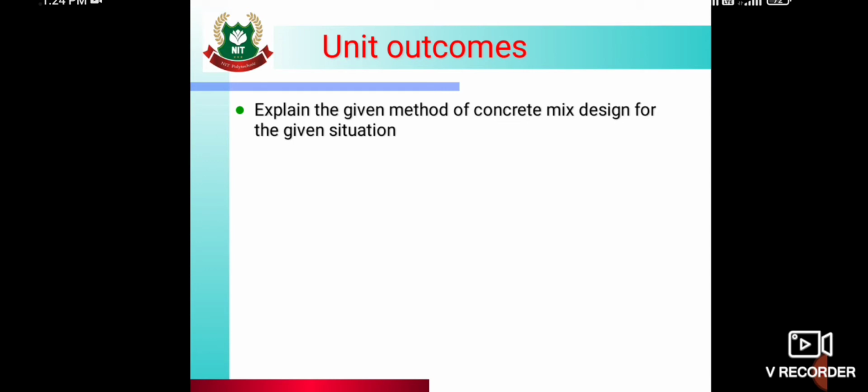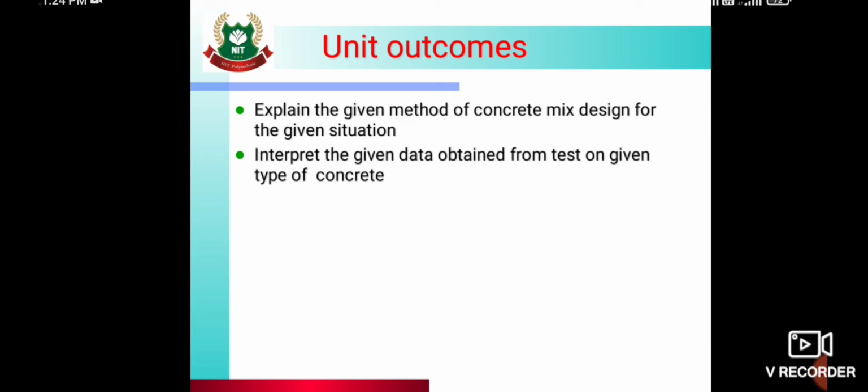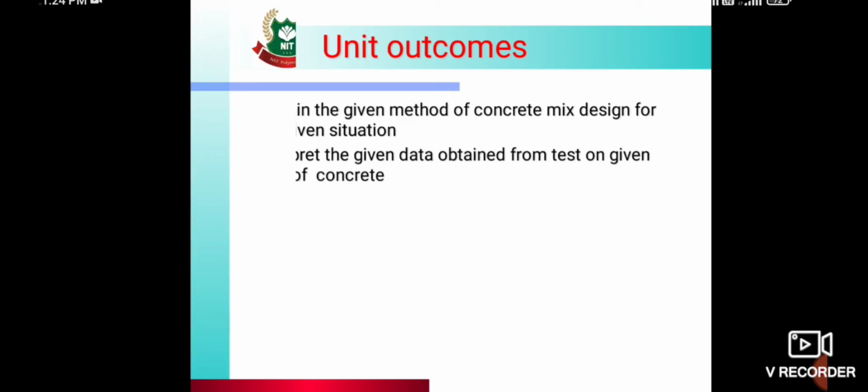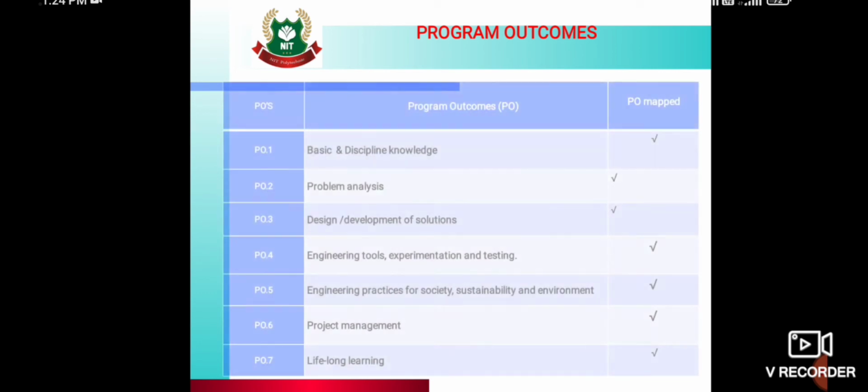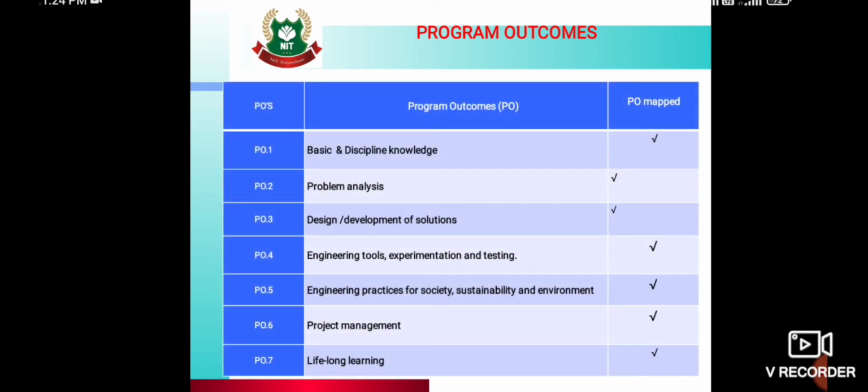Course outcome: in this topic we will study how to prepare concrete of required specifications. Unit outcome: explain the given method of concrete mix design for the given situation, and interpret the given data obtained from tests on the given type of concrete. Program outcomes mapped here are: basic and discipline knowledge, problem analysis, design and development of solutions, engineering tools, experimentation and testing, engineering practices for society, sustainability and environment, project management and lifelong learning.